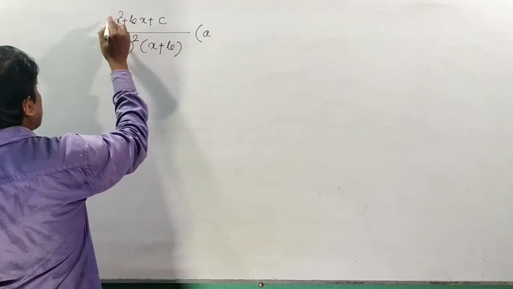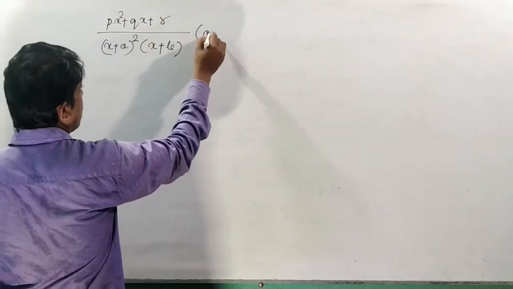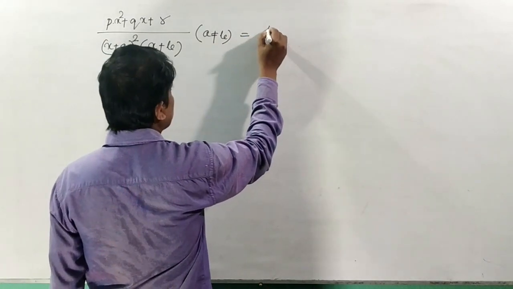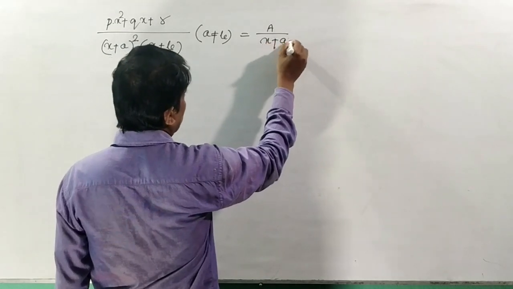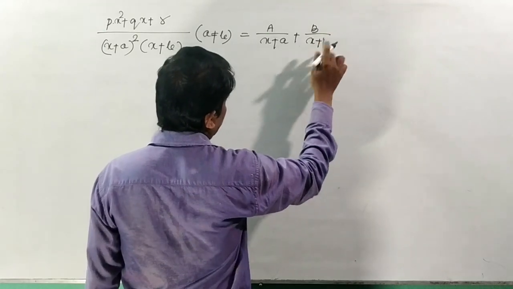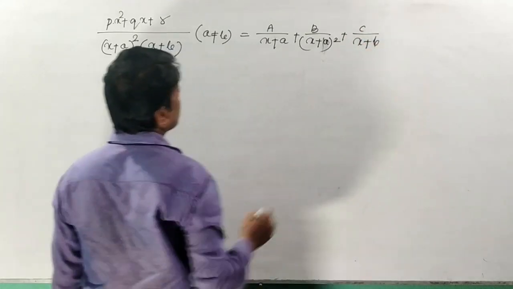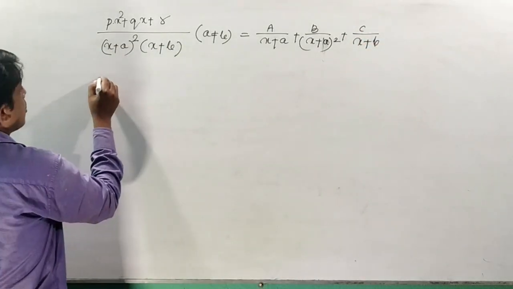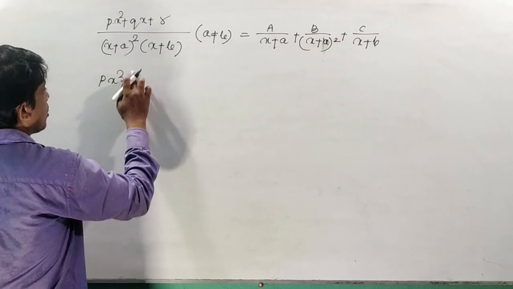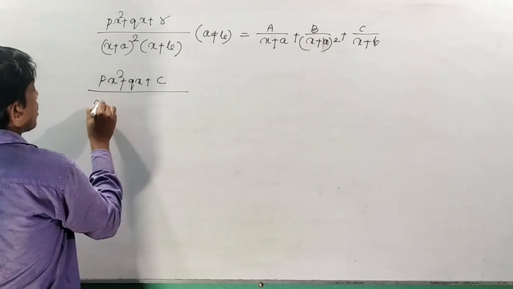This is your p of px square plus qx plus r. You can take px square plus qx plus r, a is not equal to b. Then we have to take this as a by x plus a plus b by x plus b, plus the square of x plus a, and plus c by x plus b. Then it is px square plus qx plus c by x plus a.